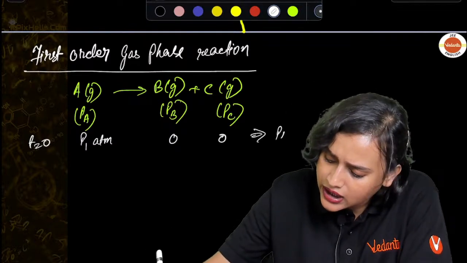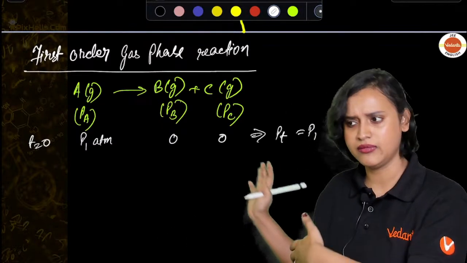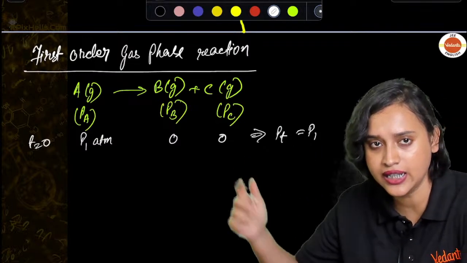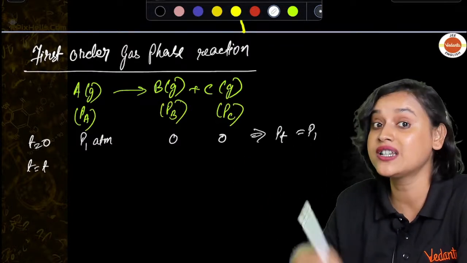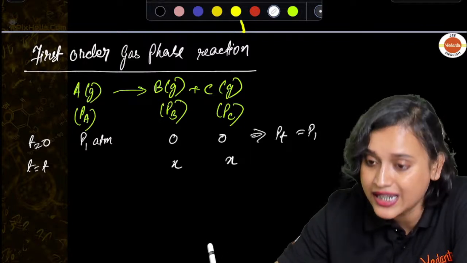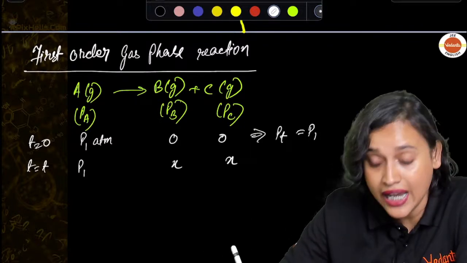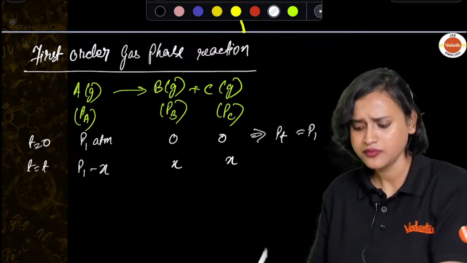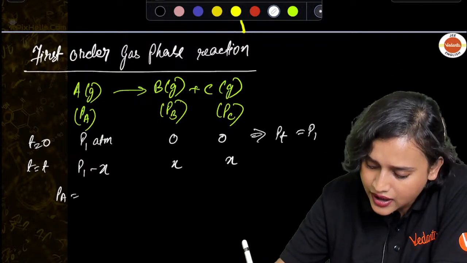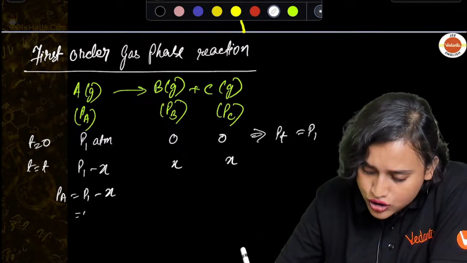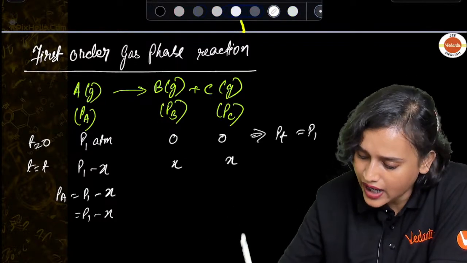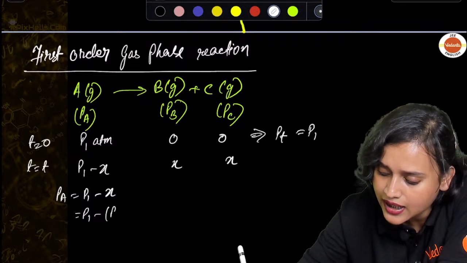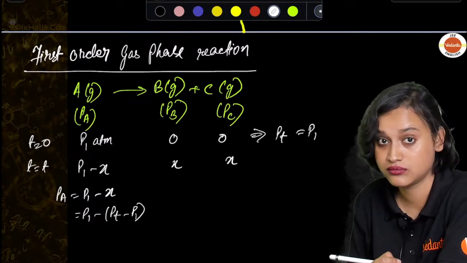So at this point, the total pressure is equal to P1. Clear till here? But at time t equal to T, after some time has passed, now let's say the pressure for B and C is X and X. That means the pressure for A will be P1 minus X atm. From here now I can write that PA is equal to P1 minus X, isn't it? I also know that P1 minus X, check it out guys, can I write it as PT minus P1? Can I do this?